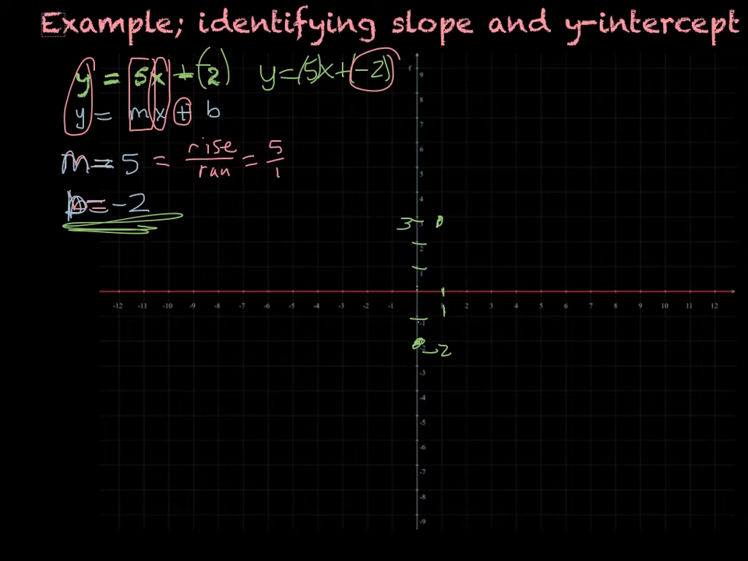Okay, and then I don't have to go any further. If I want, I can rise 5 again, and then go over 1 again. But you can just connect the 2 points at that point right there. And there's your line. Obviously, it should be a straight line, but that is the general idea.